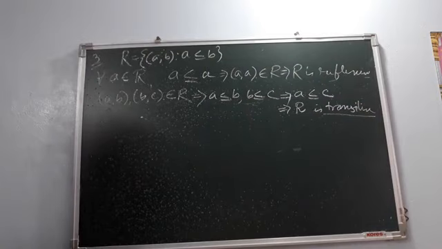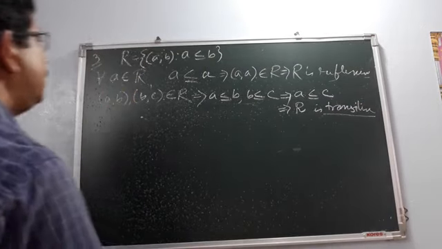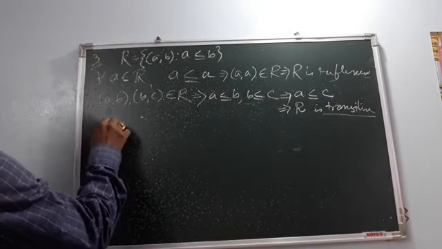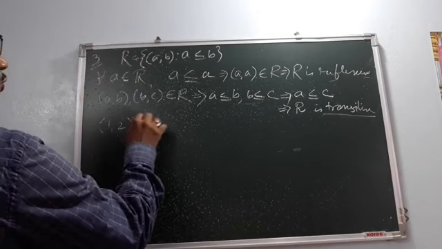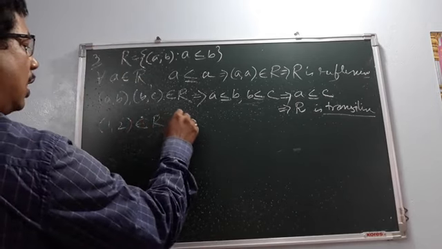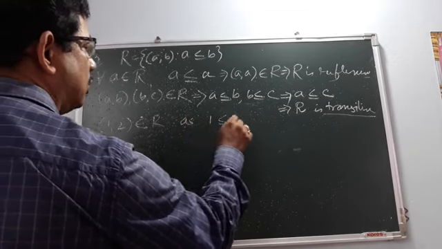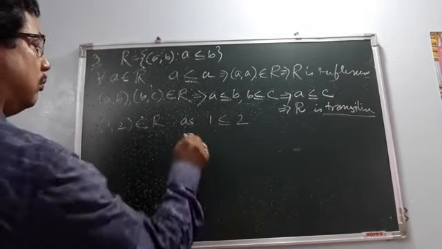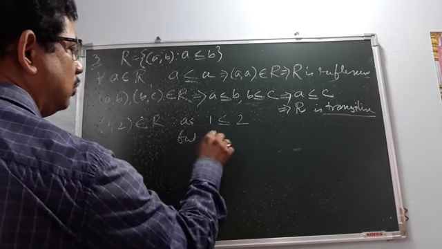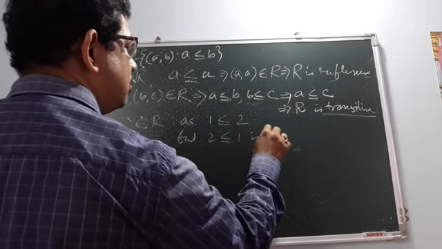Now it is not symmetric. We have to give one example. (1, 2) belongs to R, as 1 is less than or equal to 2. But 2 is less than or equal to 1 is not true.